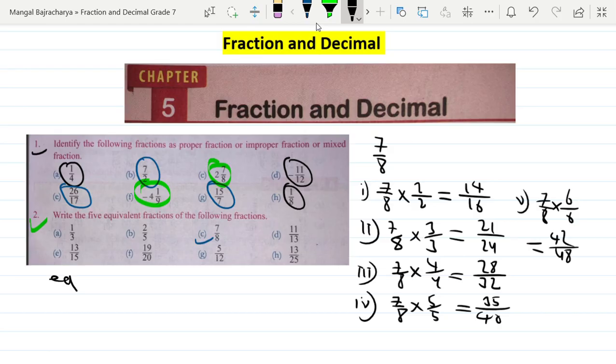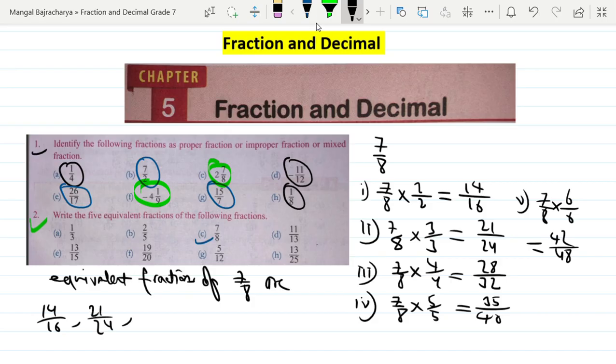So we say here the equivalent fractions of 7 by 8 are, is it? First we did 14 by 16, next we found 21 by 24, then next we found 28 by 32, then next we found 35 by 40, is it? And then the last one we found 42 by 48, is it? So these are the equivalent fractions of the given fraction 7 by 8.